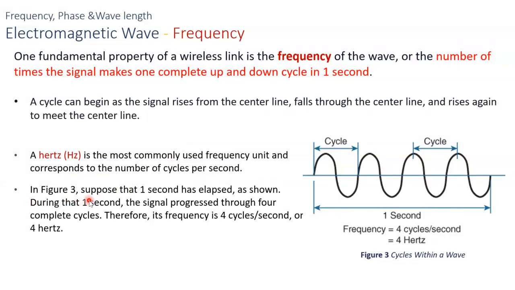In figure 3, suppose that 1 second has elapsed as shown. During that 1 second, the signal processed through 4 complete cycles. So within 1 second, I have 4 complete cycles, which means that the frequency equals 4 cycles per second, or 4 hertz.